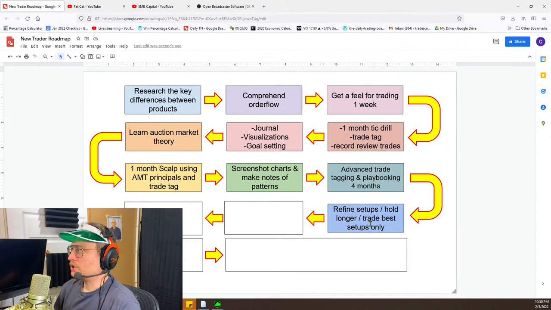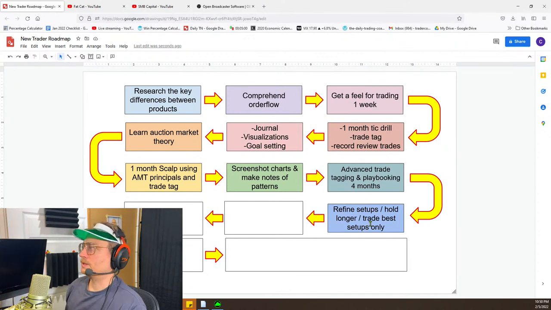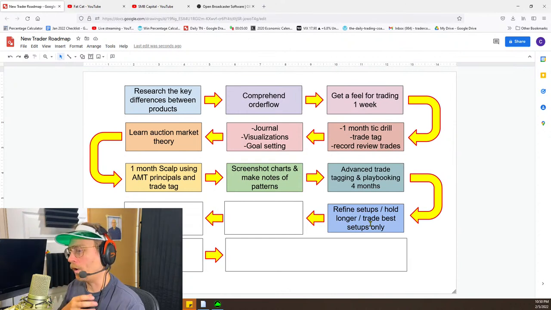So I want to start to trade only the best setups, because after each month, you want to really look at all your statistics. Do pullback trades work better in high volatility or medium volatility? Are multiple factor support trades working better than no multiple factor support trades?